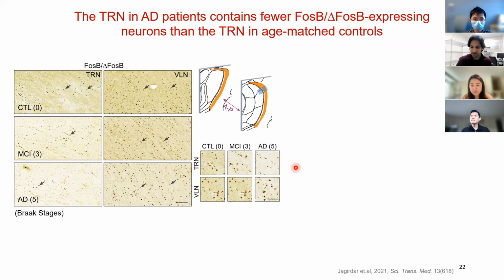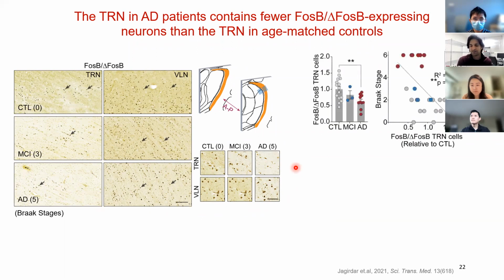Perhaps that suggests that there is TRN dysfunction also present in AD patients as well. And what we see here in the parentheses is the Braak stage, which demonstrates the severity of tauopathy. 0 is none, and 6 is basically the severe stage.